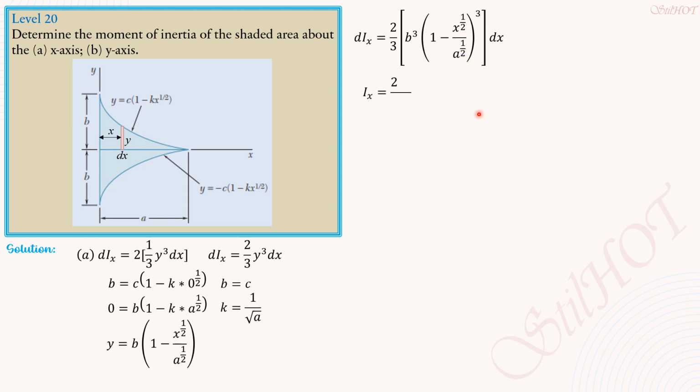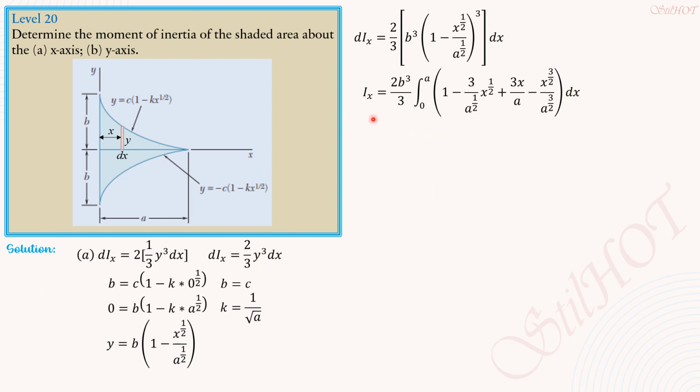So Ix equals 2/3 b cubed, integral from 0 to a of 1 minus 3 over a to the 1/2 times x to the 1/2, plus 3x over a, then minus x to the 3/2 over a to the 3/2, dx. The limits are 0 to a because the variable of integration is x.